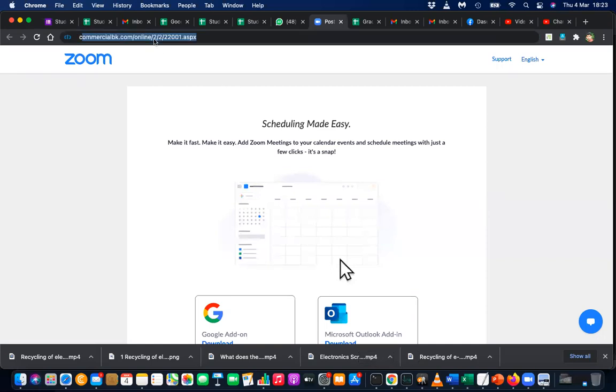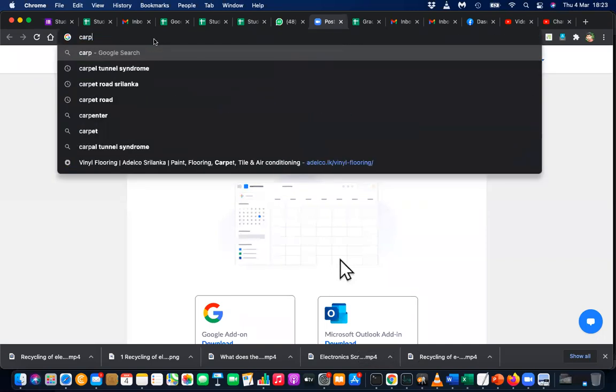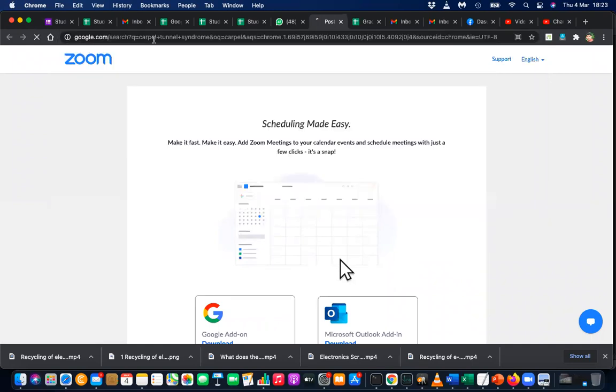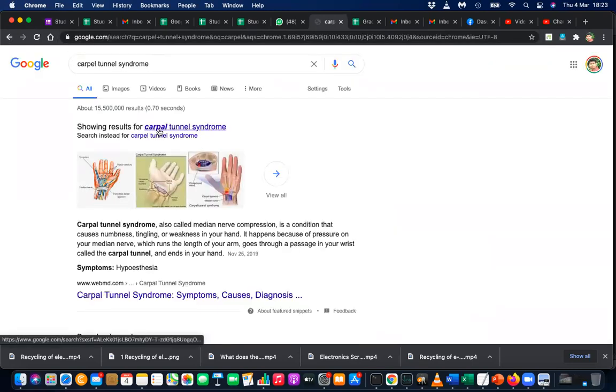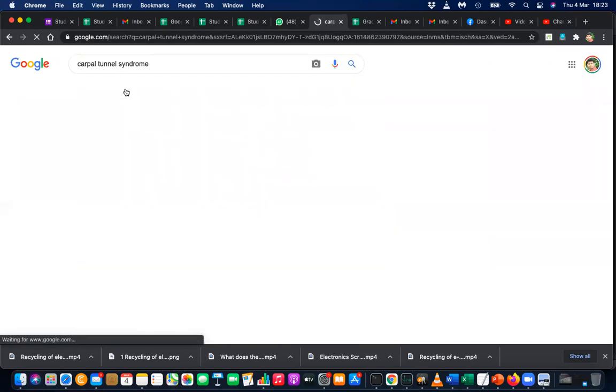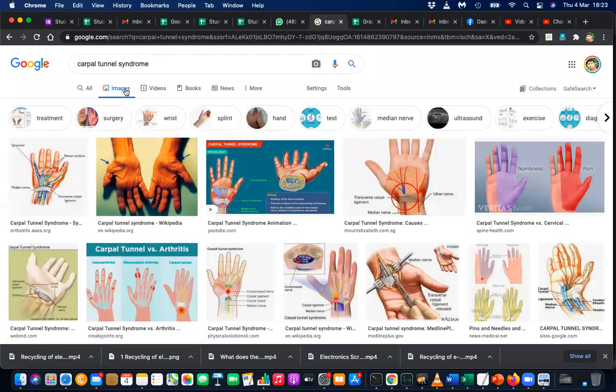One injury I mentioned is carpal tunnel syndrome. This is one injury. If you get this kind of injury, you might have to operate on your hand.